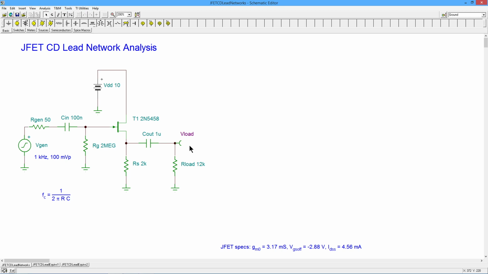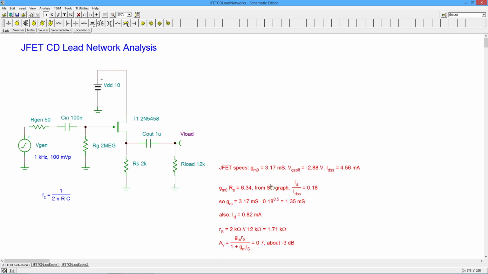So non-inverting, right? Input phase and output phase are identical, and it presents a very high input impedance. And, real quick, just looking at this, the RG value here, the 2 meg, is pretty much going to set the input impedance of this particular amplifier.